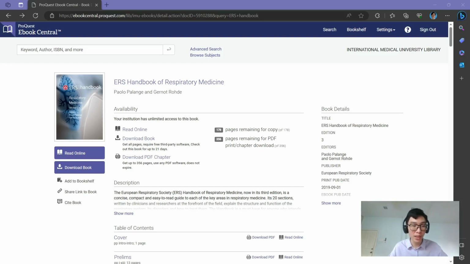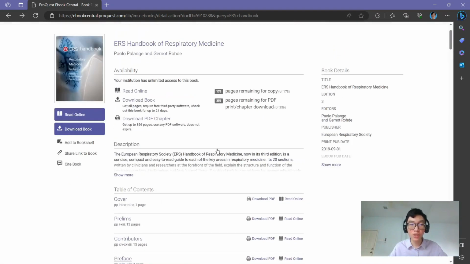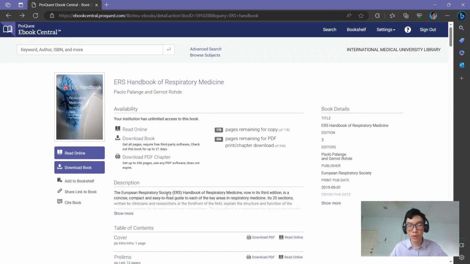I'll be reviewing the book ERS Handbook for Respiratory Medicine, available on ProQuest eBook Central. I and you actually subscribe to this book, and we have unlimited access to it. You can view this book from the website, and you can also download the book or download the PDF chapter because it's a very thick book, I have to say. This book is written, I think, by the European Respiratory Society. That's why it's called ERS Handbook, and it goes very in depth about respiratory medicine.